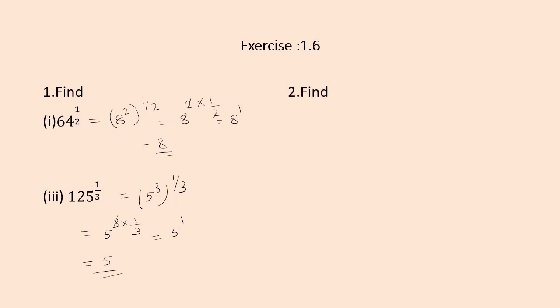Now question number 3, find 9 raised to 3 upon 2. The same way you can do it. 9 can be written as a perfect square, that is 3 square whole raised to 3 upon 2. By using laws of exponents, you can write it as 3 raised to 2 multiplied by 3 upon 2. 2 and 2 getting cancelled, that is 3 cube, that is equal to 27.